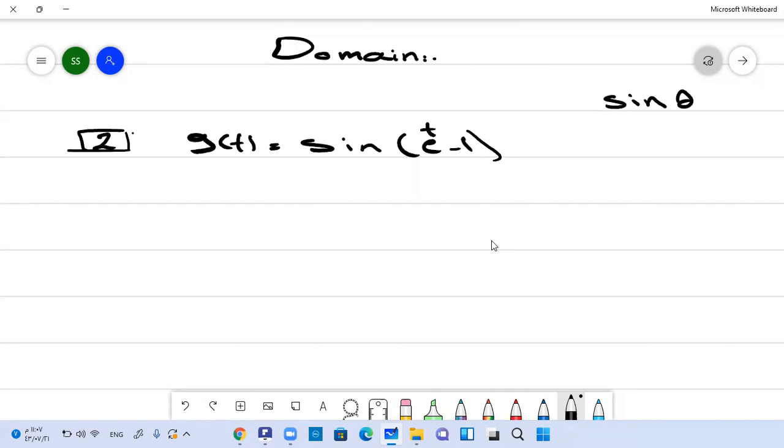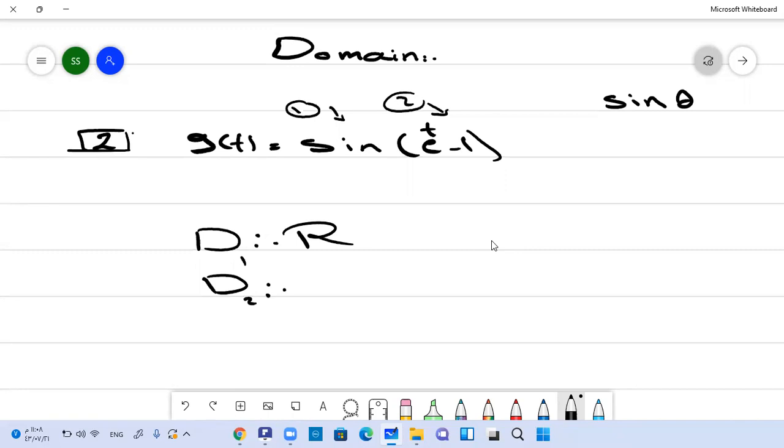Okay, so to determine the domain of this composite function, we should find the domain for the original function sine at the first. So this is the first number 1, and this is the second number 1. It's a composite function. So find the domain of the sine. You know the domain of the sine, it will be R. Okay. And step number 2, find the domain for the inside function.